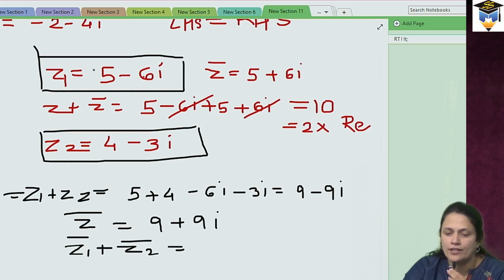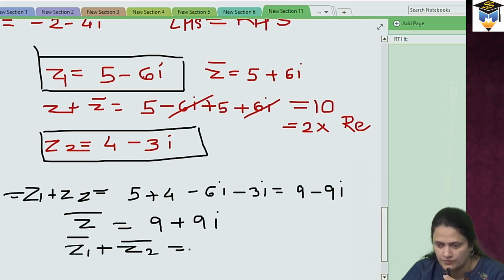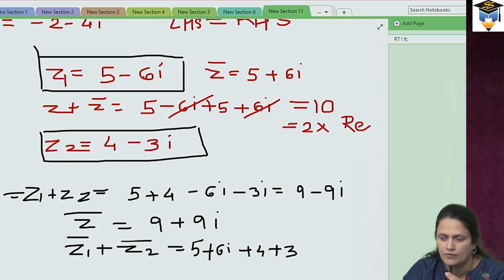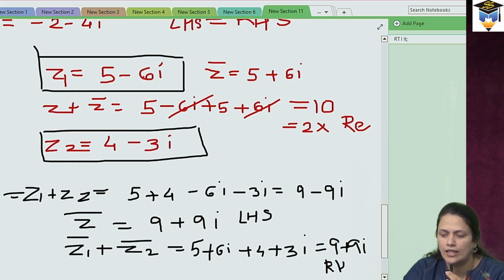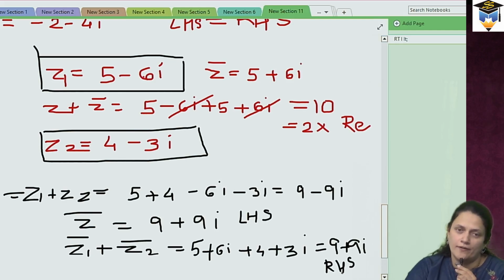Now tell me what is z1? z1 is 5 minus 6i. So what is the conjugate of z1? Abhinandan? Of z1: 5 plus 6i. Of z2? The answer comes out to be 9 plus 9i. Correct? So this is our LHS. This was our RHS. Both are equal. So the last property is verified.